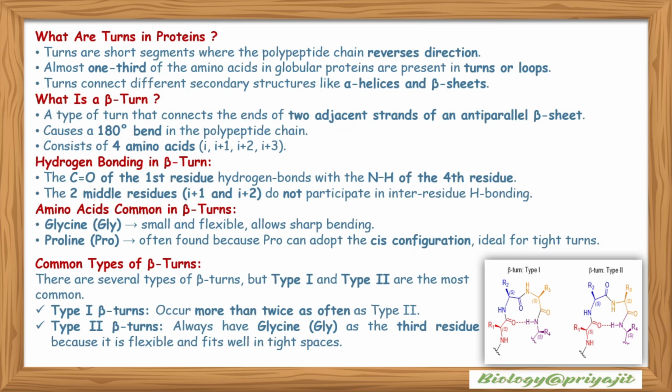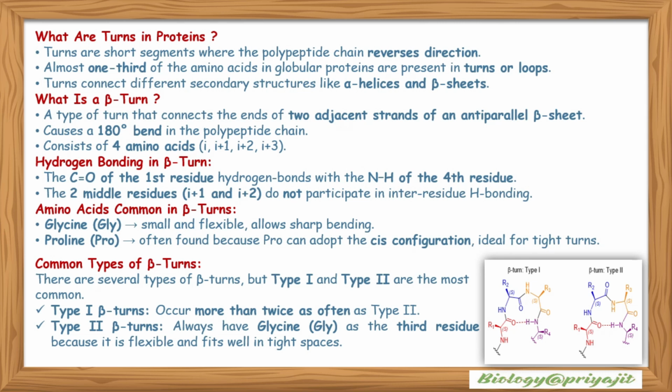So what kind of hydrogen bonding is found in a beta turn? The C=O of the first residue hydrogen bonds with the NH of the fourth amino acid residue, and the second and third residues, that is I plus 1 and I plus 2, do not participate in inter-residue hydrogen bonding. Amino acids which are common in beta turns: glycine, basically it is very small and flexible, so it allows sharp bending, and proline, often found because proline can adopt the cis configuration which is ideal for tight turns.